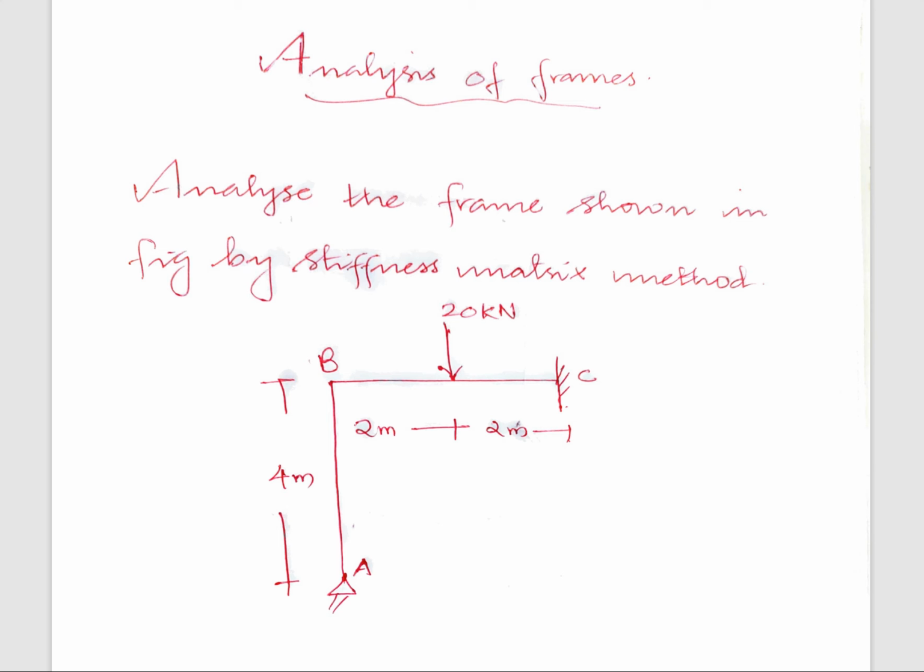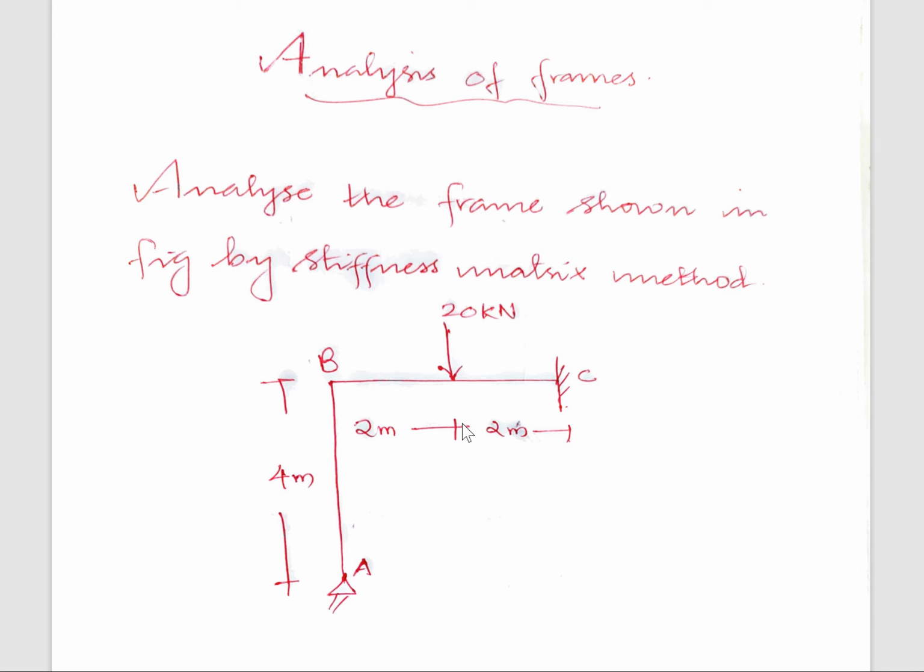Let's see the analysis of a frame by stiffness matrix method. So this is a frame A, B, C, and A is a hinge and C is fixed. And the frame is subjected to an intermediate load 20 kilonewton on the span BC at a distance 2 meter from B and 2 meter from C. Intermediate load, we have to convert that into an equivalent joint load.